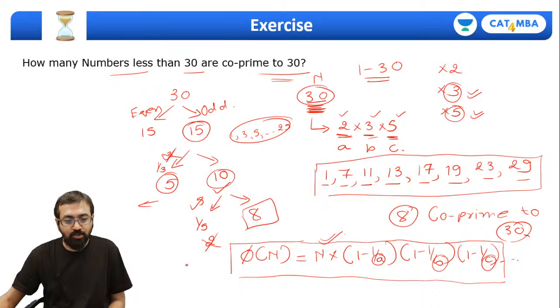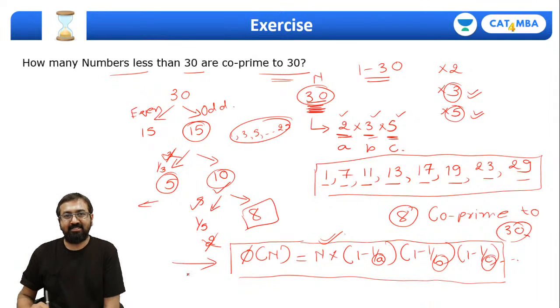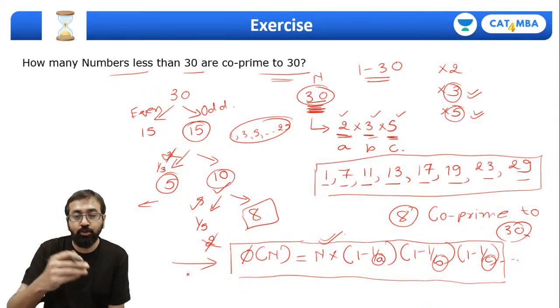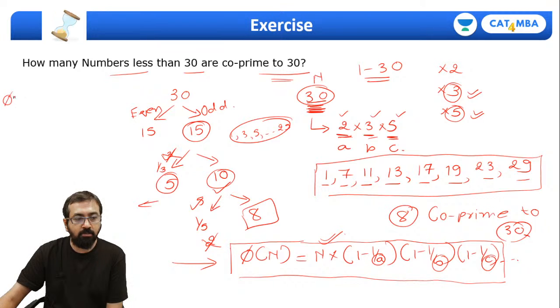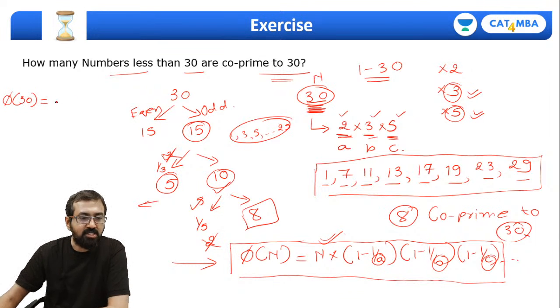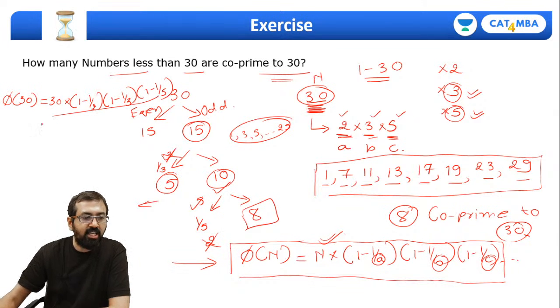Yeah, Rajat, so that's why we have this formula for that. I was just trying to explain the concept to you first, and this is the direct formula to find it out. So if I want to find the number of coprimes to 30, I can straight away take phi of 30, which is equal to 30 into (1 minus 1/2) into (1 minus 1/3) into (1 minus 1/5). Find this out and it will come out to be 8. As simple as that.